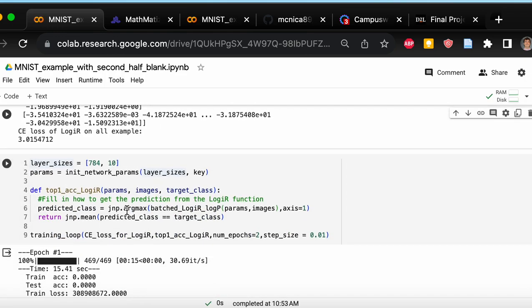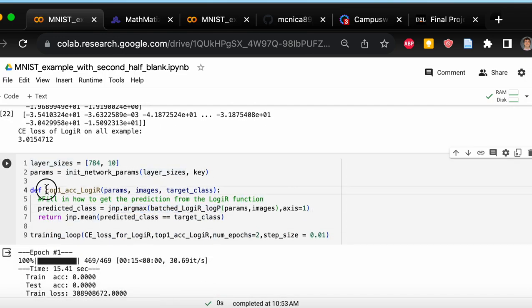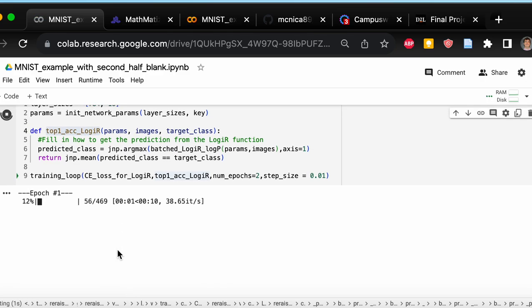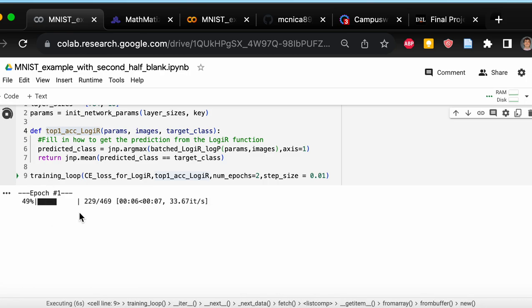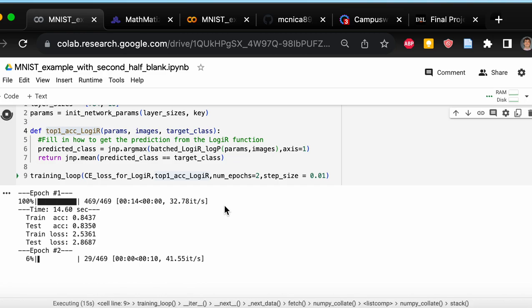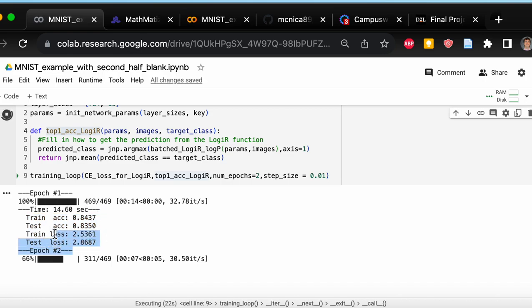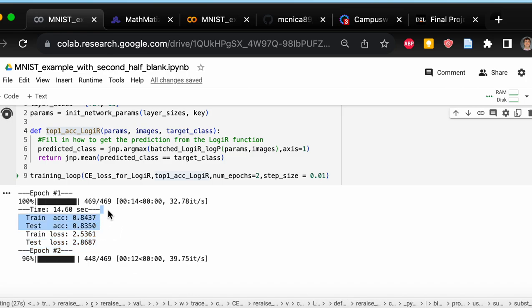And now my argmax is working. The top one accuracy is the thing with the highest value, the correct answer. And now as you run it, it will also report the accuracy as you go. And we had that in our training loop, we had a thing that was like inputting the accuracy function. So you can check this as you go. Okay, so after one round of training, the average cross-entropy loss is 2.5 or 2.8 on the training and test set respectively. And more human readable is the average accuracy is like 85%.